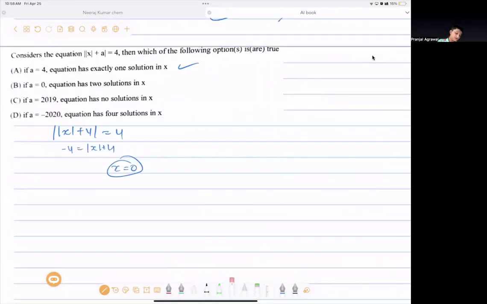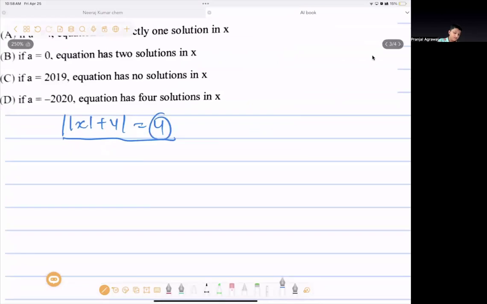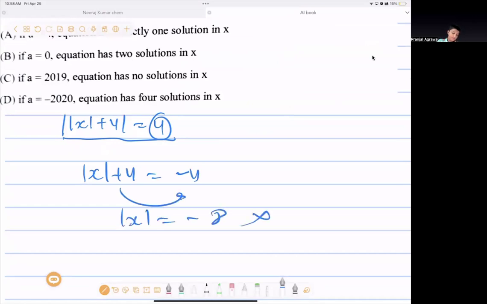Now here we will first use options. We will see that we will put this. So now if we take x plus 4 is equal to -4, taking this side we will get is equal to -8. This is never possible because this will always become positive or 0. So now we'll put x plus 4 is equal to 4. So we will cancel this. x is equal to 0. So x is equal to 0.